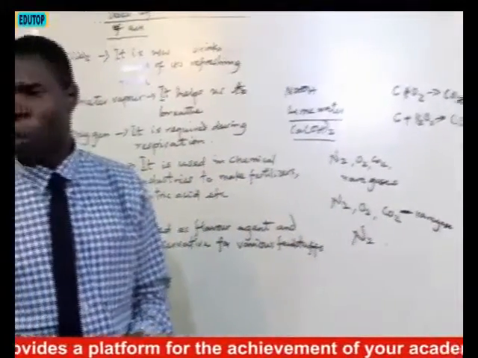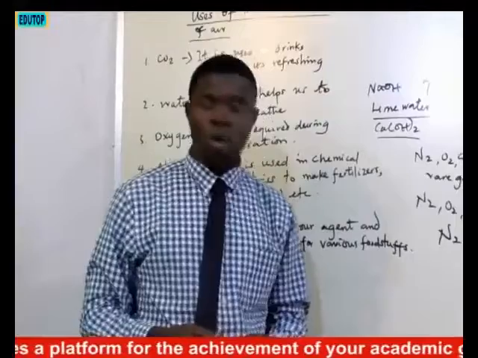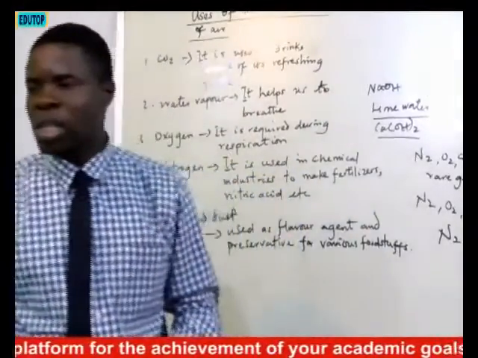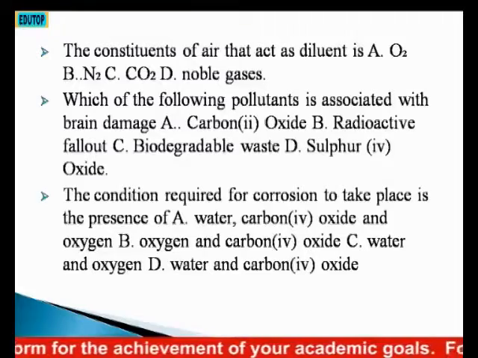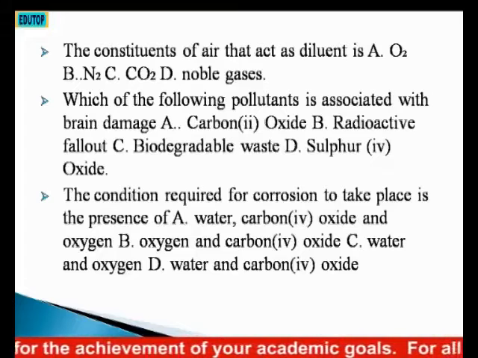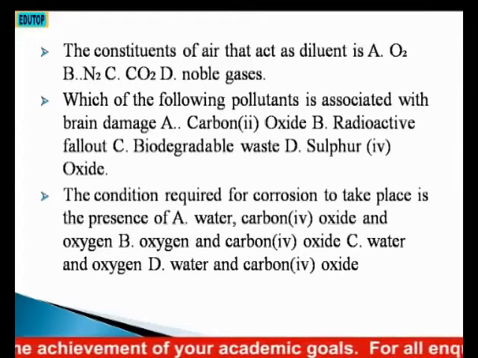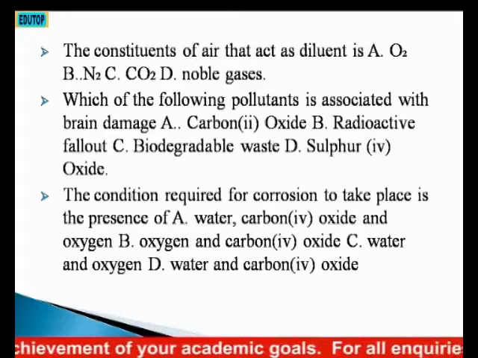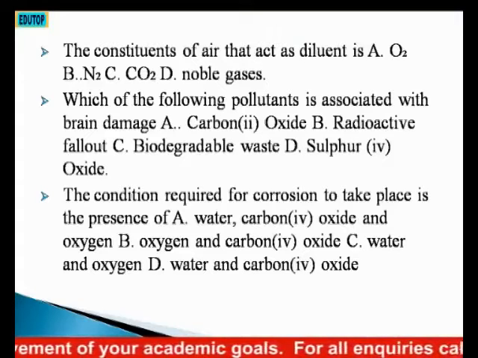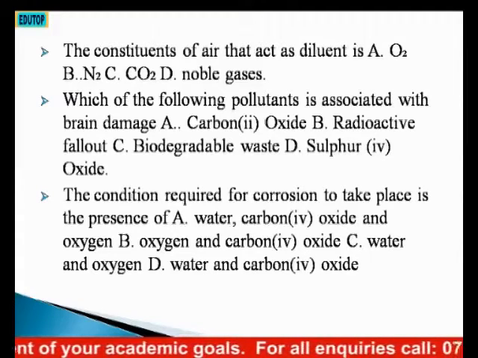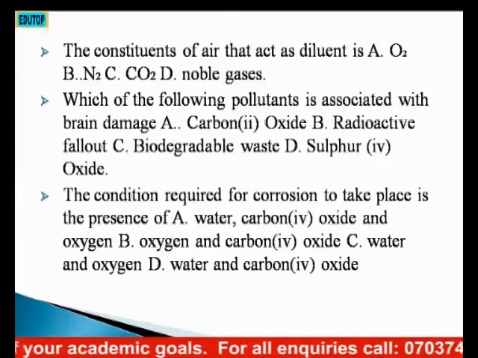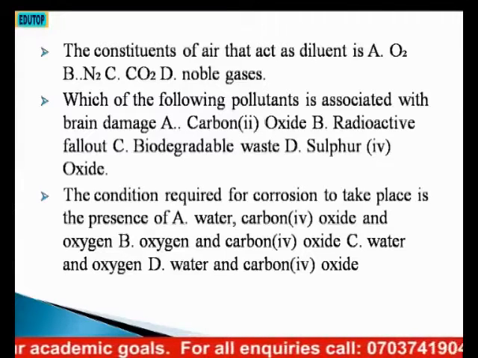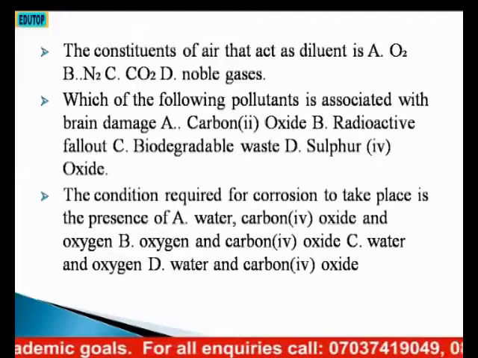Malfunctioning of the brain. So automatically, carbon dioxide is a suitable option in this regard. So option A, you have carbon dioxide, which is the best option. Option B, radioactive fallout. That one has nothing to do with that. C, biodegradable waste. It has no correlation with brain damage. Then D, sulfur dioxide. That one is used most.